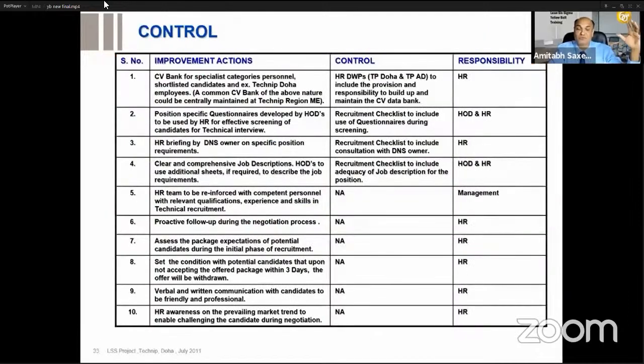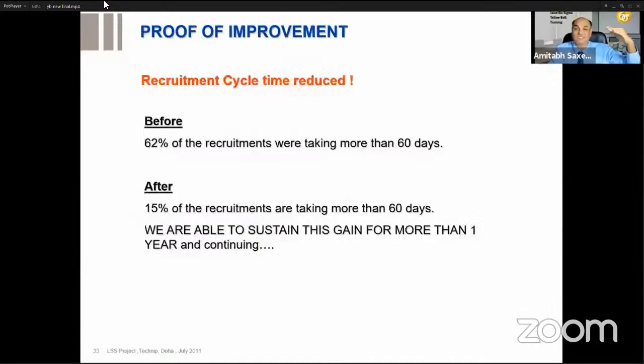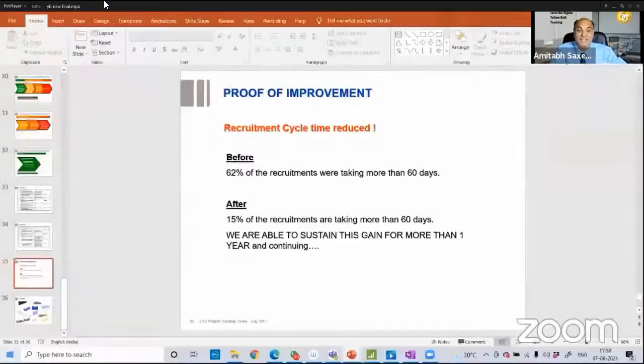Once we have improved, now the recruitment cycle time is reduced, and we need to sustain this for a long, long time. That is very important. Sustenance is important. So you put some control systems like control plans and control charts. Control charts, I told you. They made a control chart, and let us observe our process on a regular basis and try to maintain it within control. And that is how you do an improvement project.